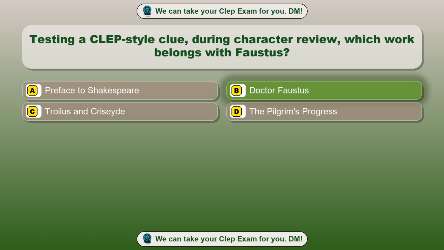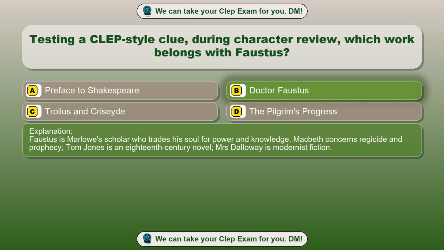Dr. Faustus. Faustus is Marlowe's scholar who trades his soul for power and knowledge. Macbeth concerns regicide and prophecy. Tom Jones is an 18th century novel. Mrs. Dalloway is modernist fiction.